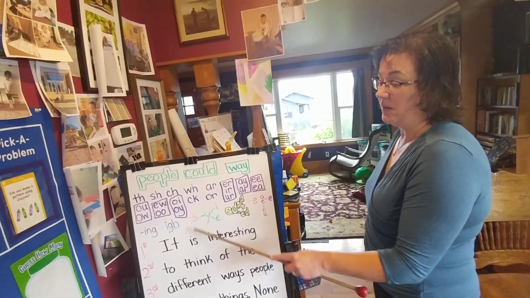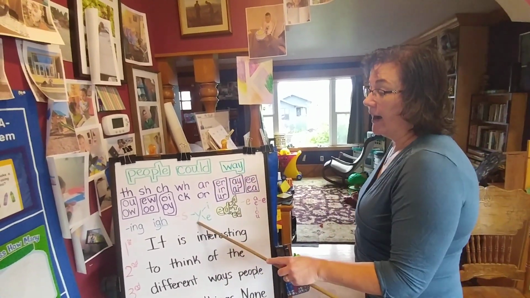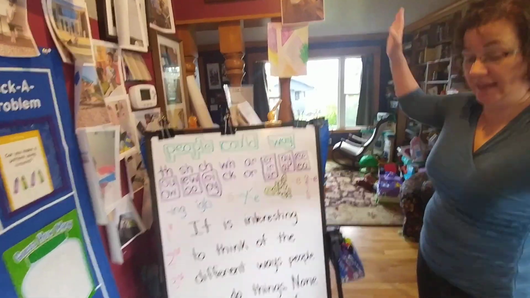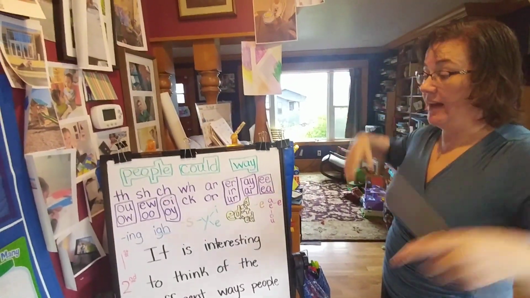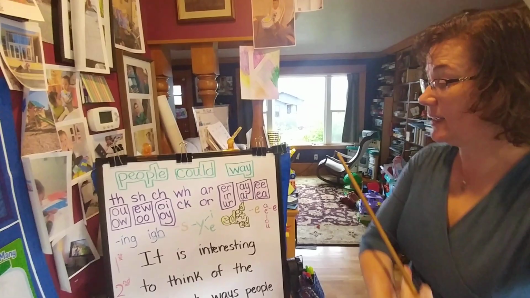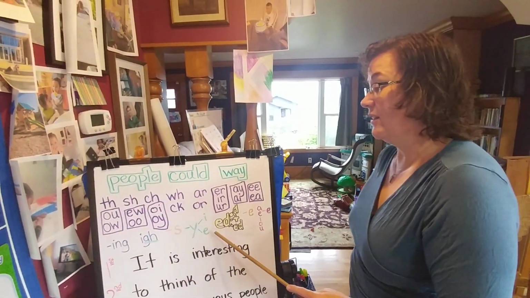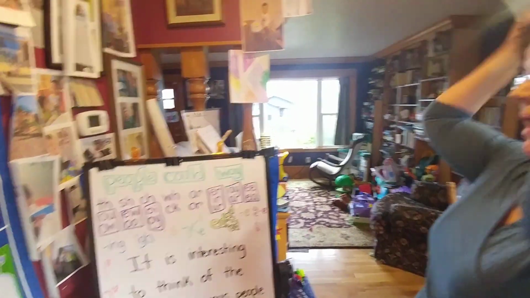S at the end of the word can mean more than one. Y at the end of the word can be an I sound, like fly, or E like a baby. E-D at the end of the word means it happened in the past.